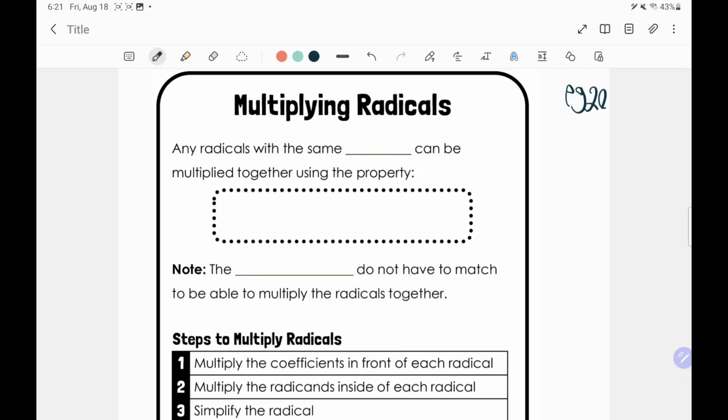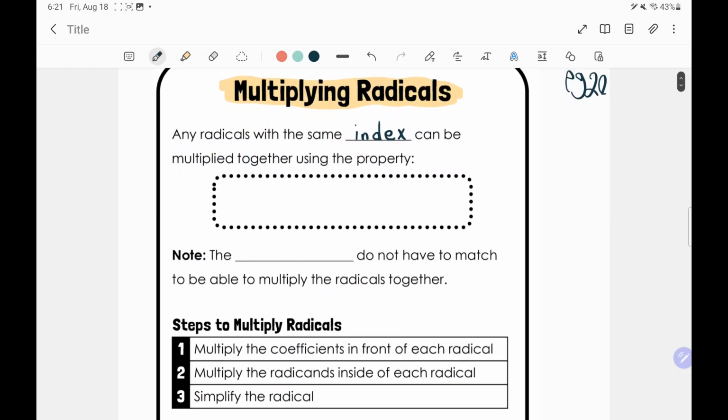So today we're going to be multiplying radicals. Yes, we're going to be multiplying radicals, and this is the method that we're going to be using. The only time that you can multiply radicals is whenever you have the same index. Okay, you need to have the same index whenever you're multiplying, so make sure right here you put index. That's the first thing I need you guys to understand.